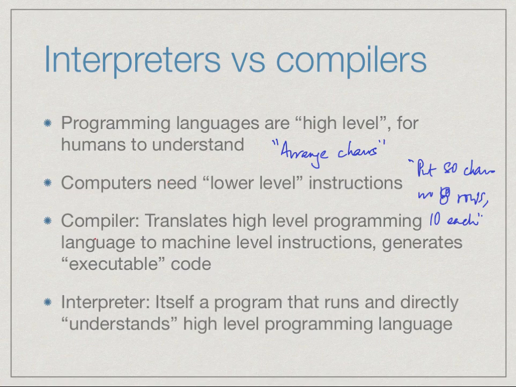So a compiler is a program which takes a high level programming language and translates programs in that language to a machine level programming language. So it takes a high level program in C or C++ or Java or something, and produces something which a machine can directly execute.